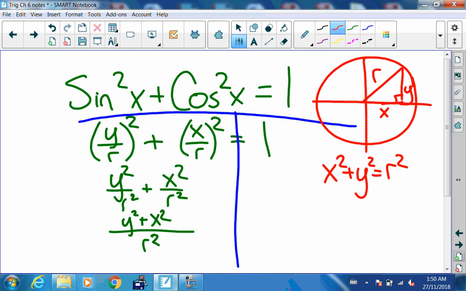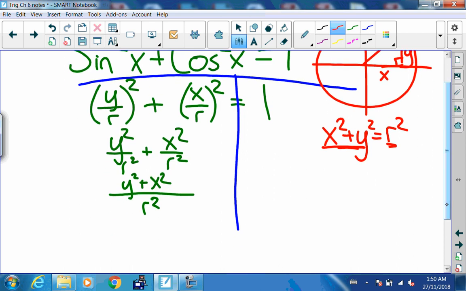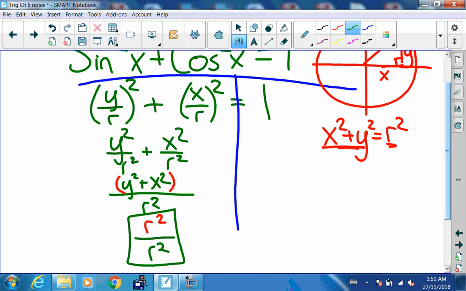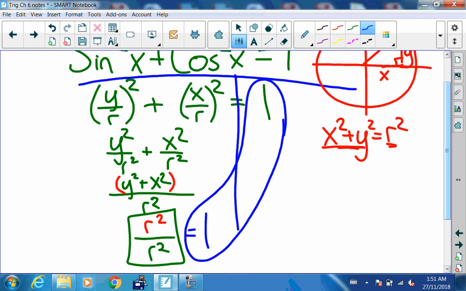But what I can see is that this thing is the same as this thing. So over here, instead of y squared plus x squared, I could write r squared. And then I have r squared over r squared. Hey, look, that's equal to 1.